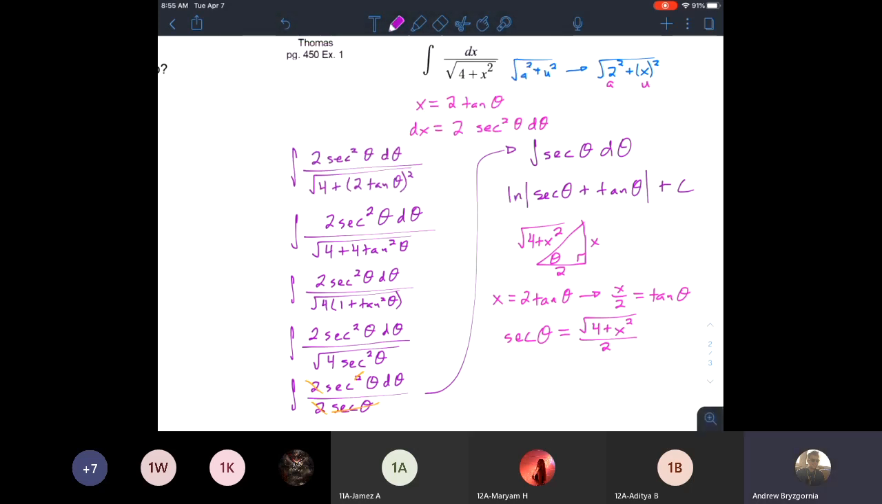And now that I have those, I can finish. Natural log of, secant is going to be the square root of 4 plus x squared over 2, and then plus our tangent, x over 2, and then plus C. So I'll give you all a little bit of time if you need to write that down.